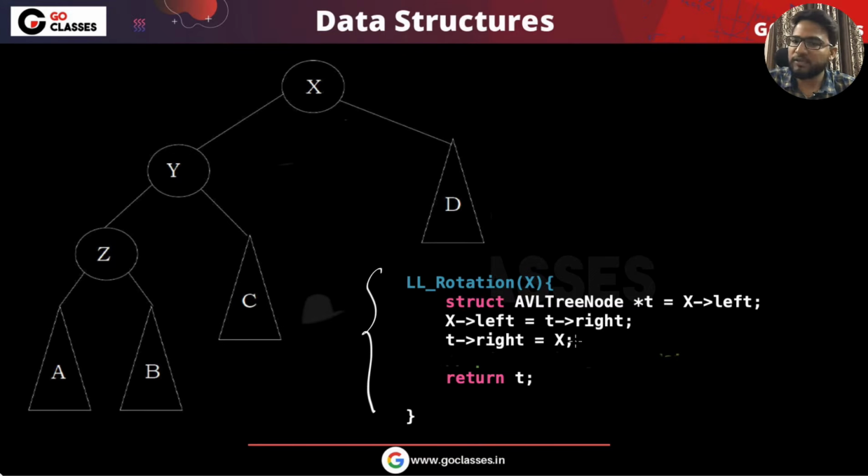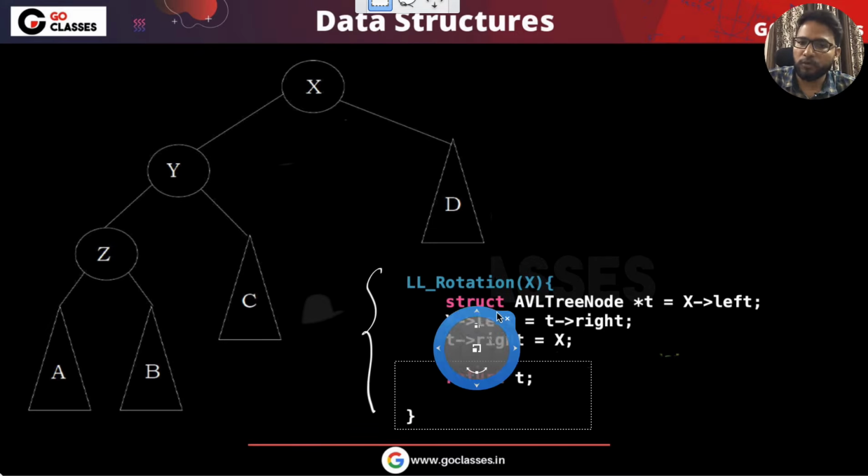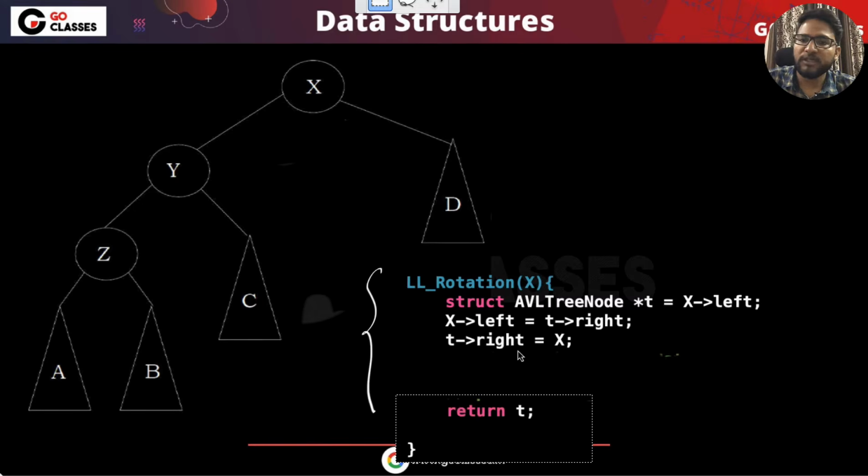Now, is this all, or do I need something else? There is one thing that I need, which is basically updating the height. So I should also be updating the heights of the nodes. Why? See, this is an AVL tree, and the AVL tree struct node looks like this. This is not a general tree.